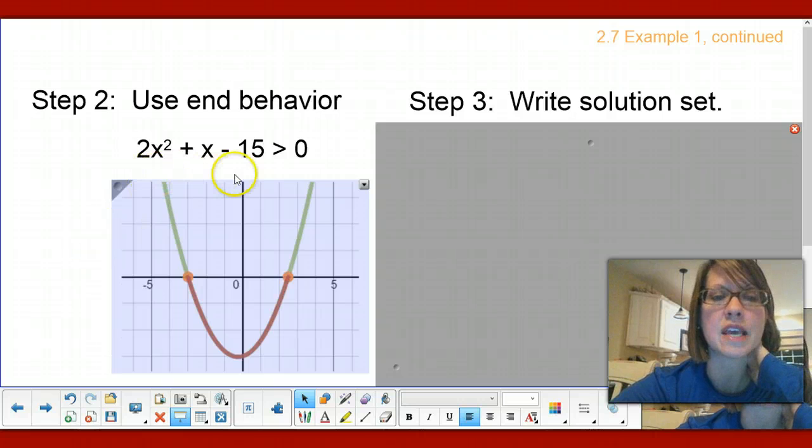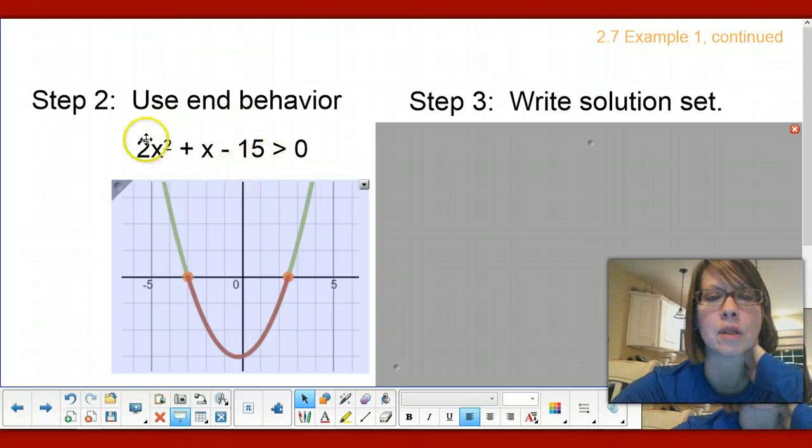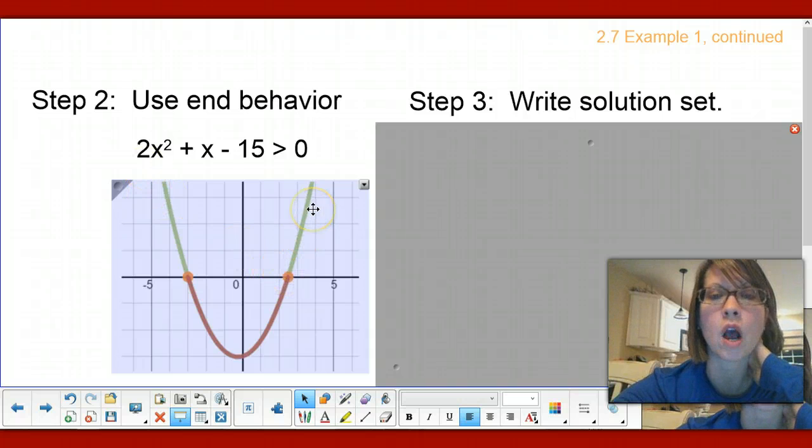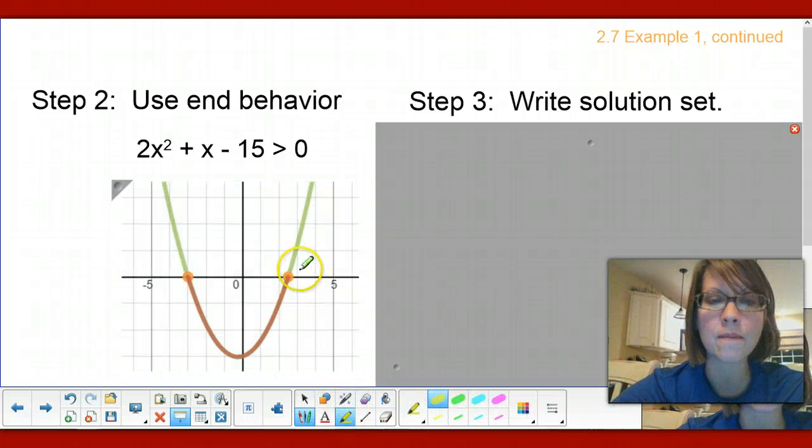If we use this, we are asking what x values make the parabola greater than 0 this time because we moved the 15 over. So you can see the green is the area where this is greater than or above 0. So the x values that go with that would be these over here and these back here. Okay, that should look familiar to you.